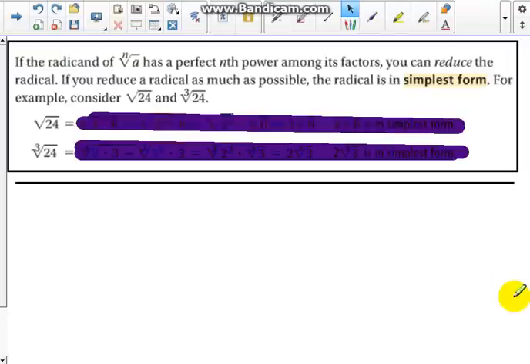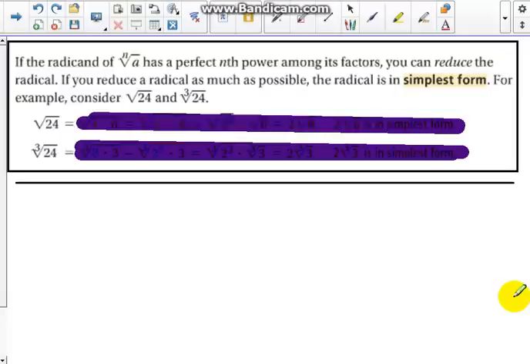Okay, so moving on. If the radicand of the nth root of A has a perfect nth power among its factors, you can reduce the radical. If you reduce a radical as much as possible, the radical will be in its simplest form. For example, consider radical 24 and the cubed root of 24.